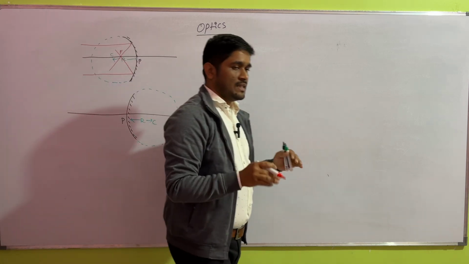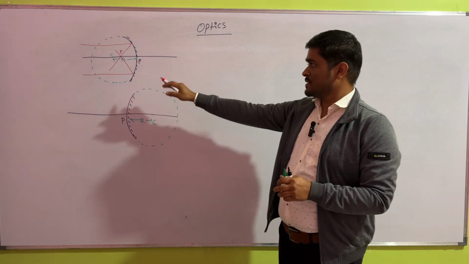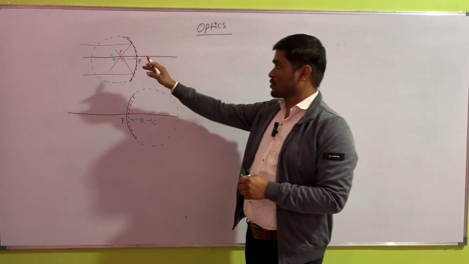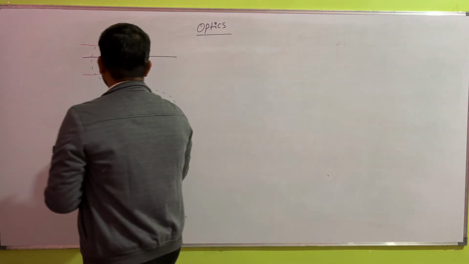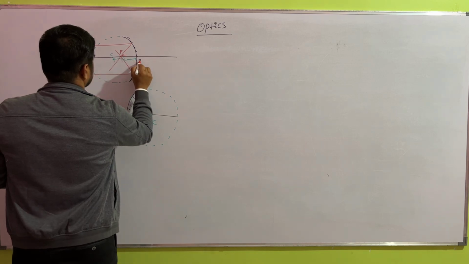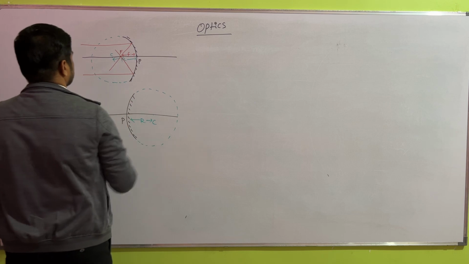That means we can say the rays of light which are parallel to the principal axis, after reflection through the mirror, pass through the focus, and the distance between the focus and the pole is known as the focal length.